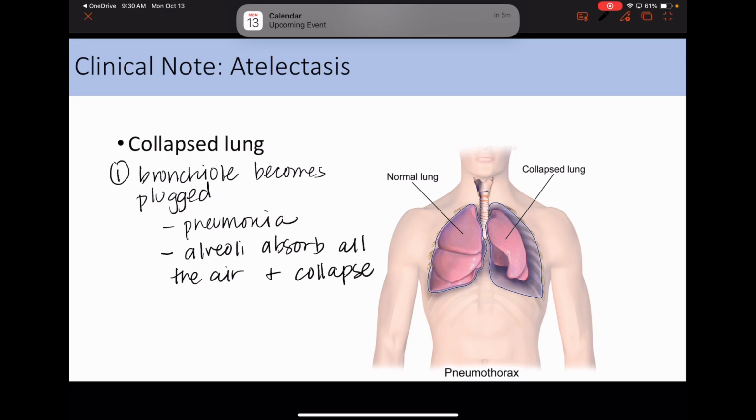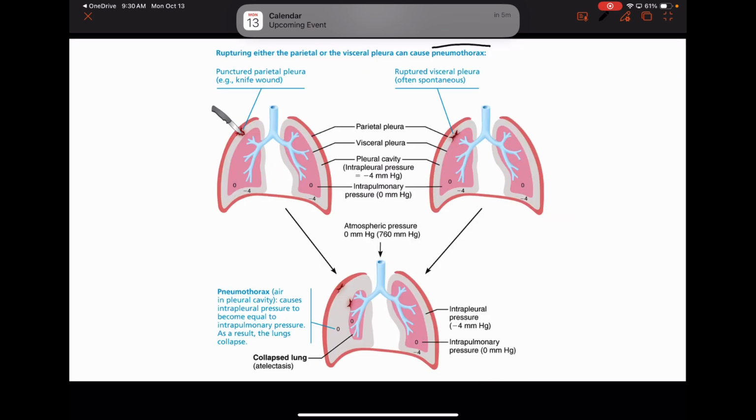Okay. Another reason is something called a pneumothorax. Spell that really quickly and I'll show you the diagram next. Oh, it's on the next page. Here, pneumothorax, in case you haven't spelled it yet.